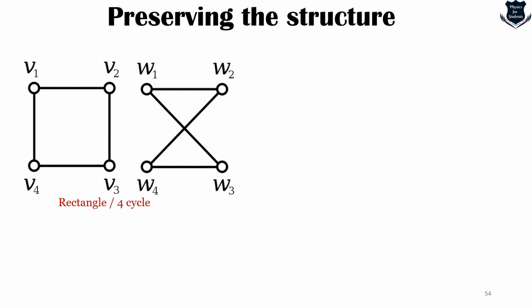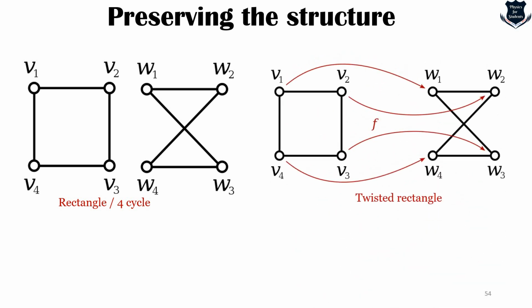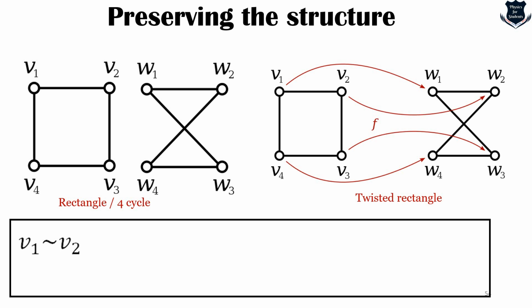Okay, so now you see this part on the left-hand side is a rectangle, or we can call it a four-cycle. Now the right one is also a rectangle, but it is twisted. So in the sense of connectedness, both graphs are structurally the same. But how do we say this mathematically? We begin by introducing a notation for connectedness, or adjacency, and we write it using this symbol, which looks somewhat like isomorphism or equals, but we will call it connectedness.